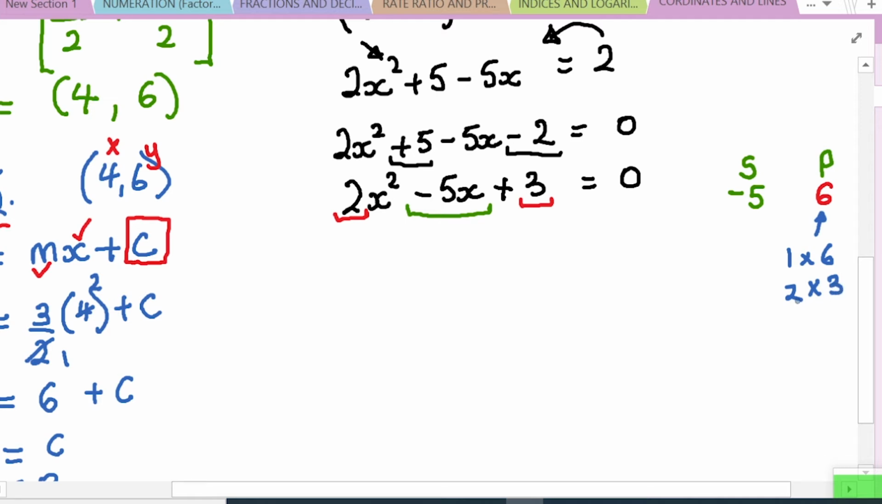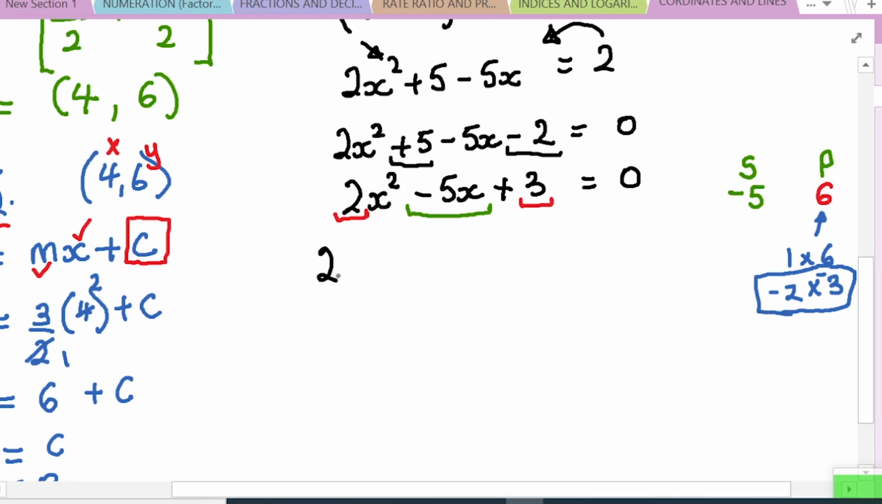If you look at 2 times 3, 2 times 3 gives us 6, but 2 plus 3 gives us 5. But here we have negative 5. So if we make both of these negative, negative 2 plus negative 3 gives us negative 5. Negative 2 times negative 3 gives us positive 6. So we shall go with this pair.